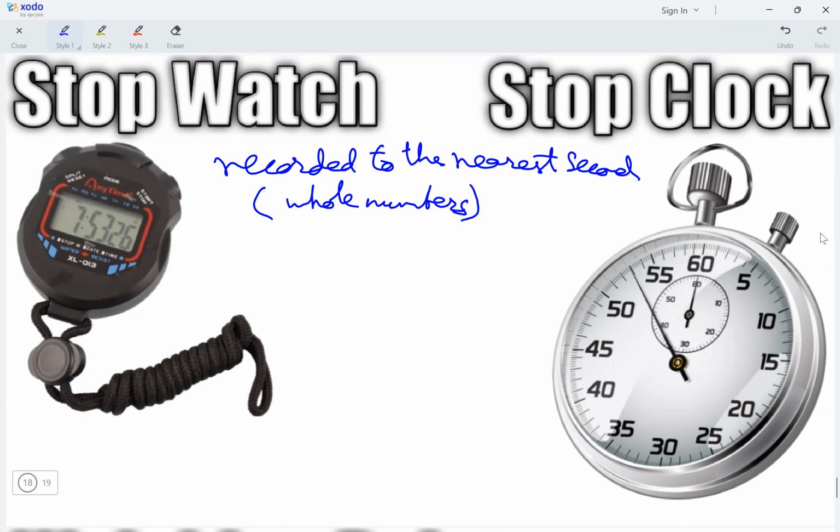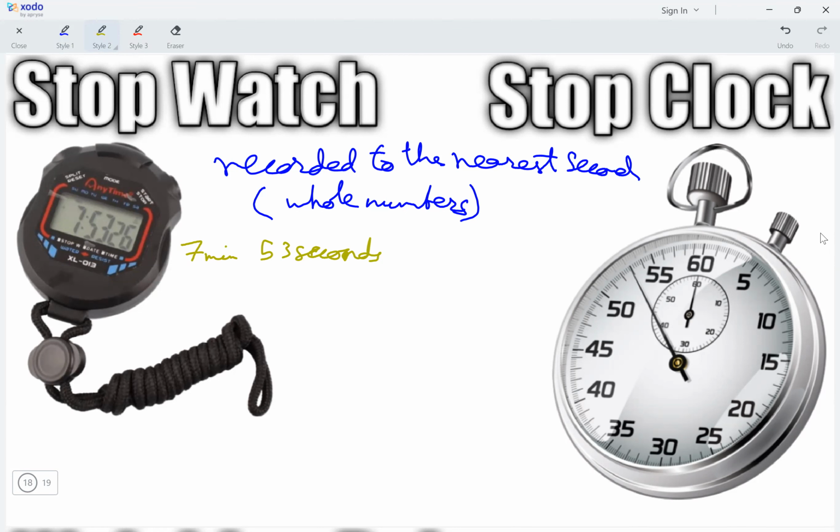So the reading on the digital stopwatch says 7 minutes, 53 seconds, and 26 microseconds. So this would be 7 minutes and 53 seconds. We will disregard the 26 microseconds. If the microseconds goes above 50, then we would round up 53 to 54 seconds. So that is how time is recorded using a digital stopwatch.